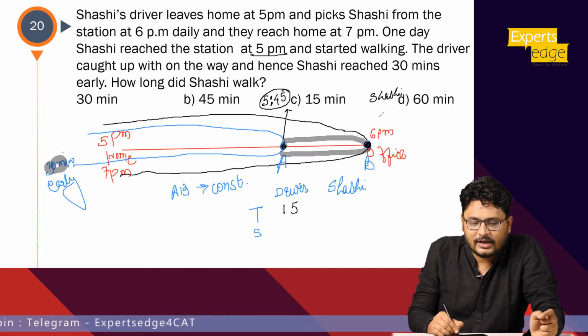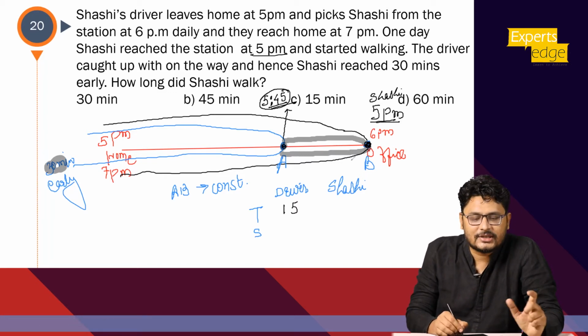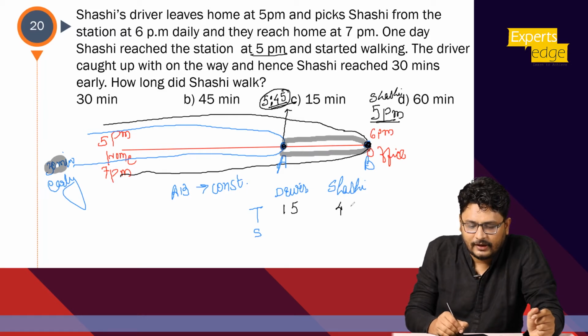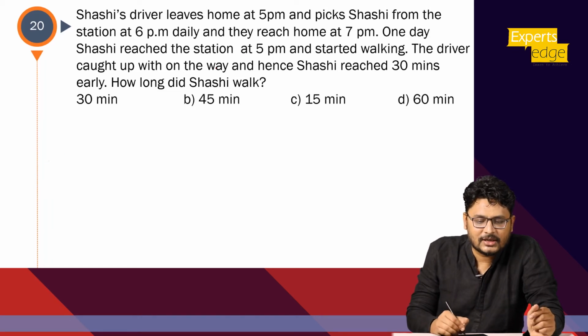He started walking at 5 p.m. तो शशि ने 5 बजे चलना शुरू किया, ड्राइवर को मिला 5:45, राइट? तो शशि कितनी देर के लिए चला? 45 minutes. I think this is only what is asking. So answer of this question is 45 minutes only. Okay. So Shashi started or walked for 45 minutes. Okay, now let's do that question which came in CAT earlier.